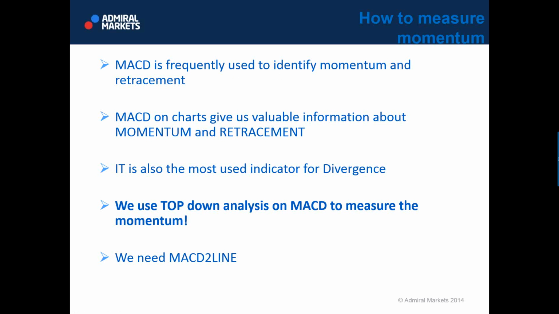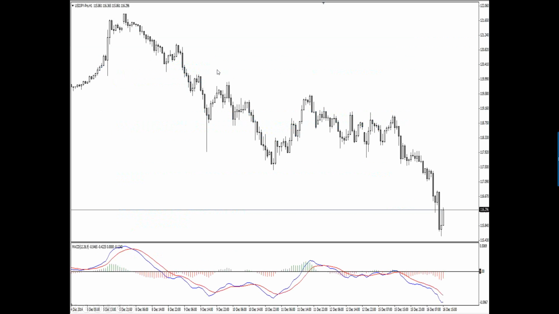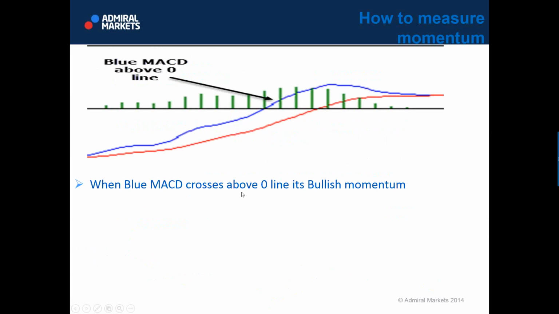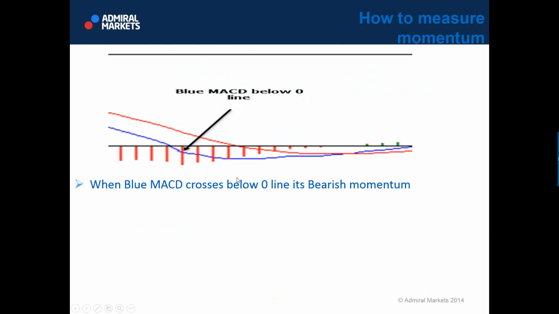We will use top-down analysis on MACD to measure the momentum. For that, we need the MACD two-line. This is the MACD two-line indicator. I'm sure that most of you have it, and you should not be using the MT4 MACD indicator. This is a custom indicator, MACD two-line. When the blue MACD crosses above the zero line, this is the zero line, that is a bullish momentum. So the blue line crossing above the zero line is a bullish momentum. When the blue MACD crosses below the zero line, it is a bearish momentum.